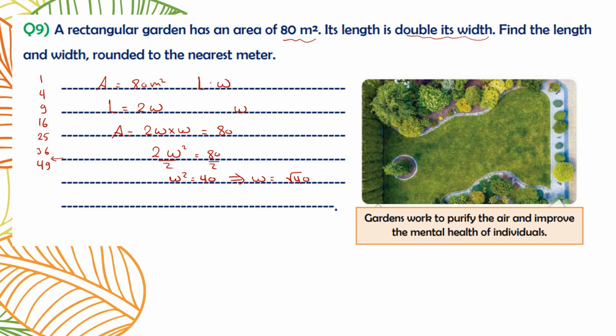If you find it using your calculator, it will be easier for you. So I think it will be approximately 6 meter. Yes, on your calculator it will be around 6 meter. So therefore the length will be what? 2 times the square root of 40. Once again, estimate it or find the answer on your calculator. It will be approximately 13 meter.